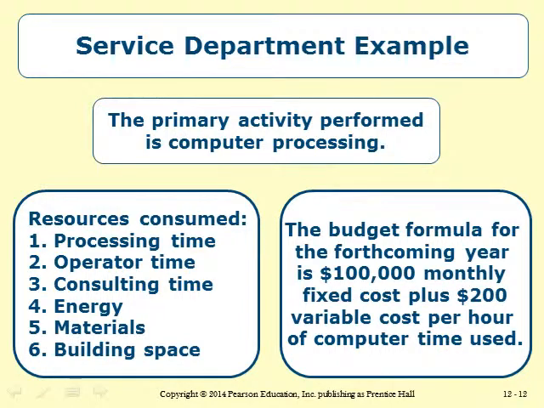Suppose the university performed cost behavior analysis and determined the budget formula for the forthcoming year is $100,000 monthly fixed cost plus $200 variable costs per hour of computer time used. So we see our fixed cost is $100,000 monthly, or $1.2 million a year, and we have also $200 variable costs per hour of computer time used. And that represents all of these resources consumed.